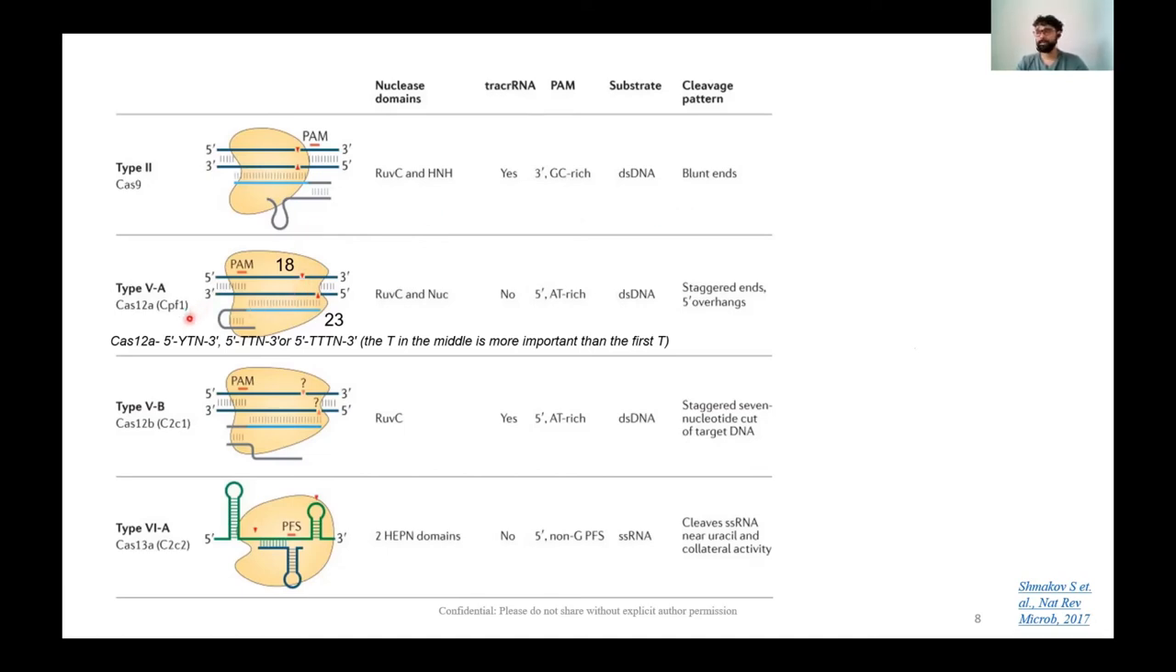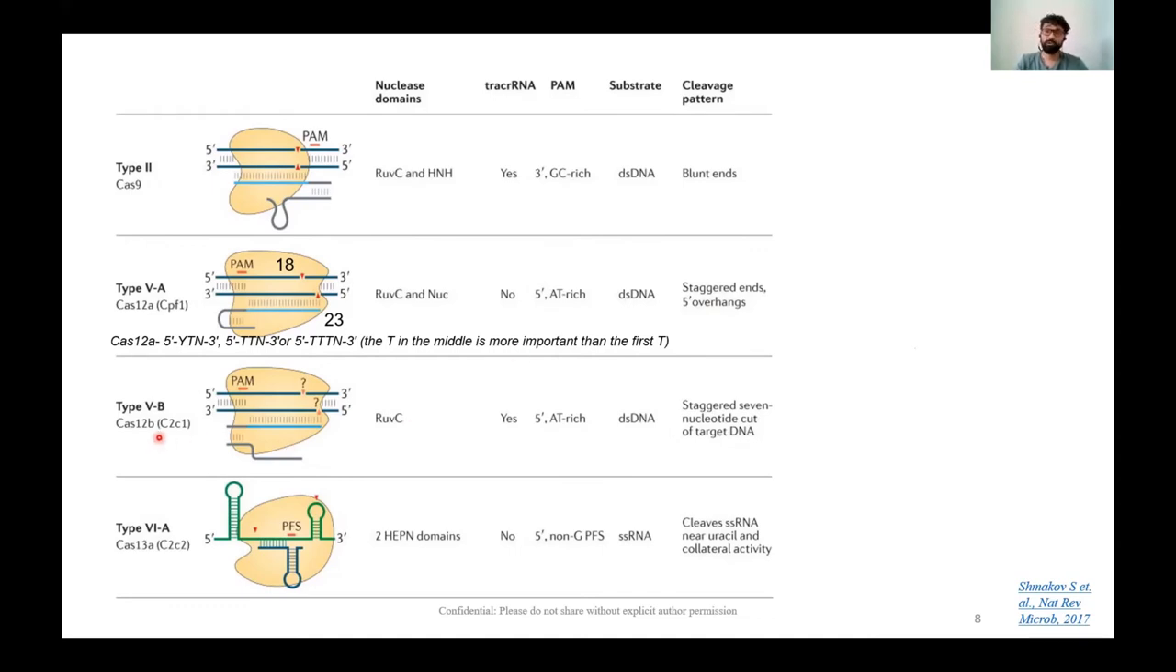The next one is type V-A, so Cas12. This also has two nuclease domains. The target is double-stranded DNA as well, and with the newer versions of the enzymes, RNA too. It leads to staggered ends, and the PAM sequence it recognizes is basically AT rich.